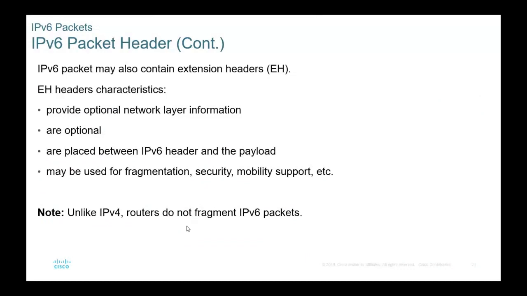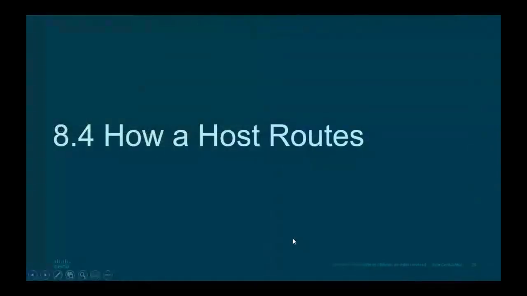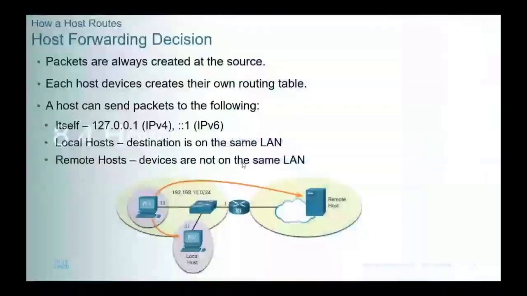IPv6 also contains extension headers. These EH, or extension headers, provide optional network layer information, but these are optional. They are placed between the IPv6 header and the payload, and may be used for fragmentation, security, mobile support, etc. It's probably for future proofing a little bit. So now that we've finished talking about IPv6, let's forget about it because we're not really going to worry about it too much. But IPv4, definitely remember that.